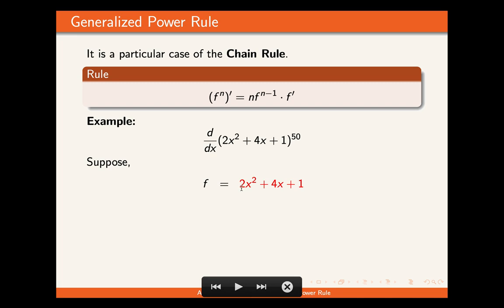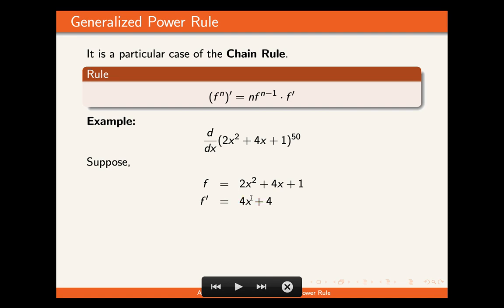What is the derivative of 2x squared plus 4x plus 1? Derivative of 2x squared with respect to x will be 4x, right? Derivative of 4x with respect to x will be 4. Derivative of 1 with respect to x will be 0. So f prime is 4x plus 4. So we have all the information that is necessary to use the generalized power rule.